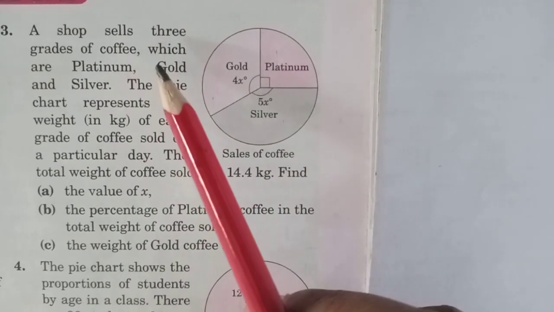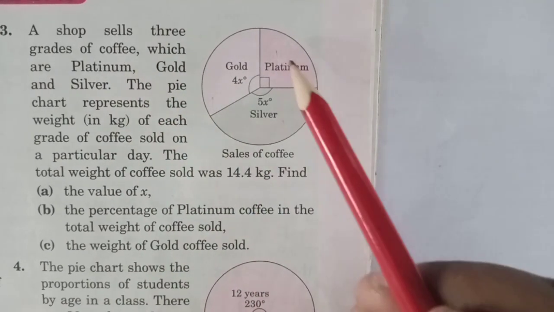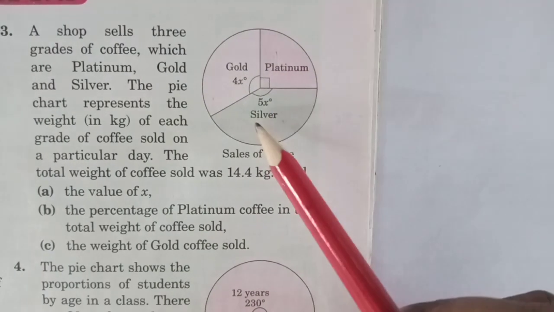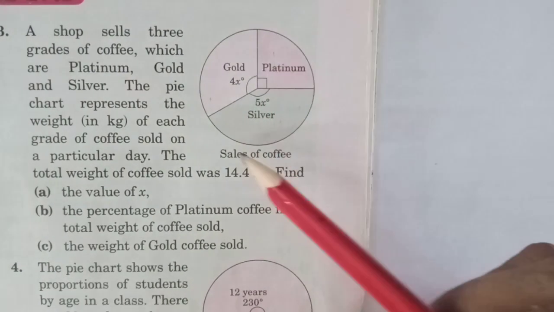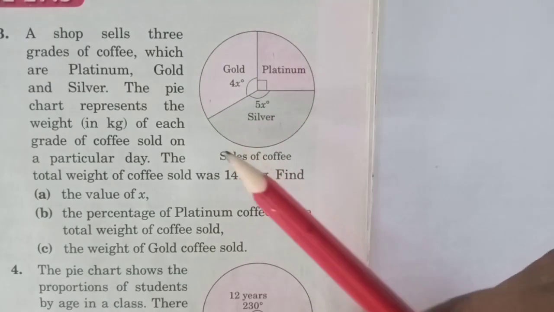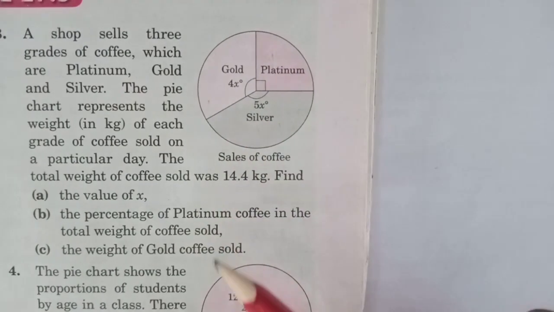A shop sells 3 grades of coffee which are platinum, gold and silver. This pie chart represents the weight of each grade of coffee sold on a particular day.